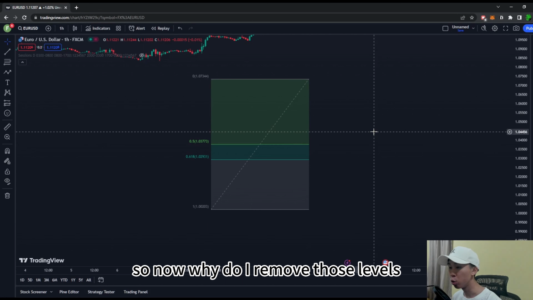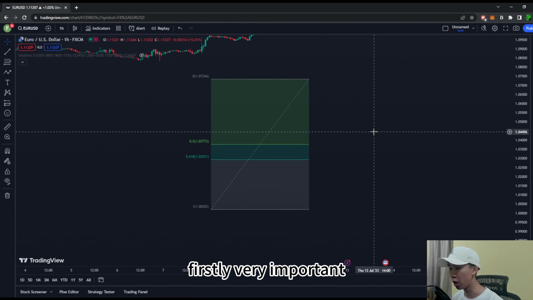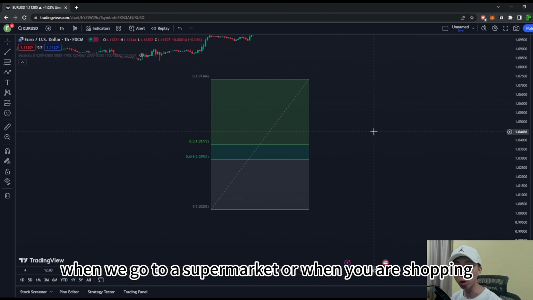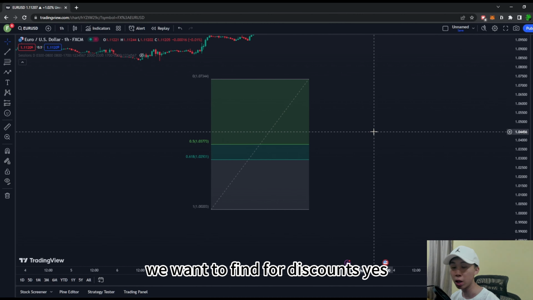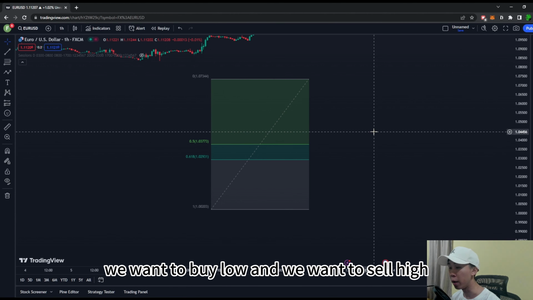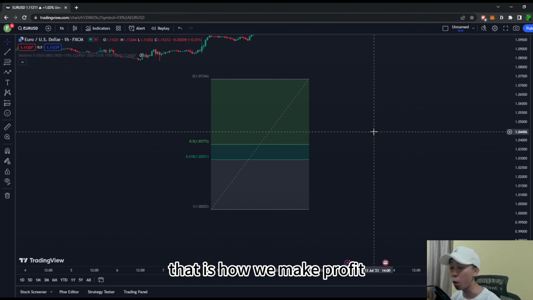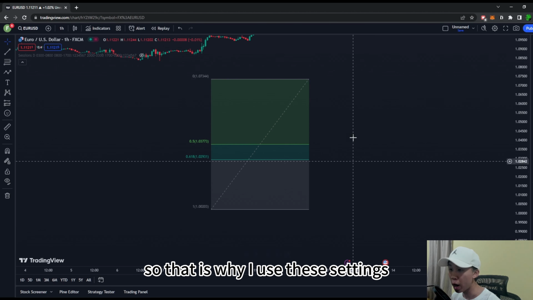So now, why do I remove those levels? Firstly, very important, when we go to a supermarket or when you are shopping, we want to look for discounts, yes? It is the same logic in the market. We want to buy low and we want to sell high. That is how we make profit. So that is why I use these settings.